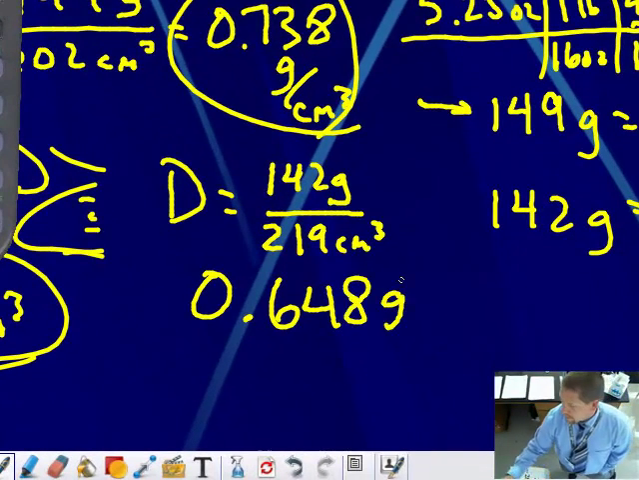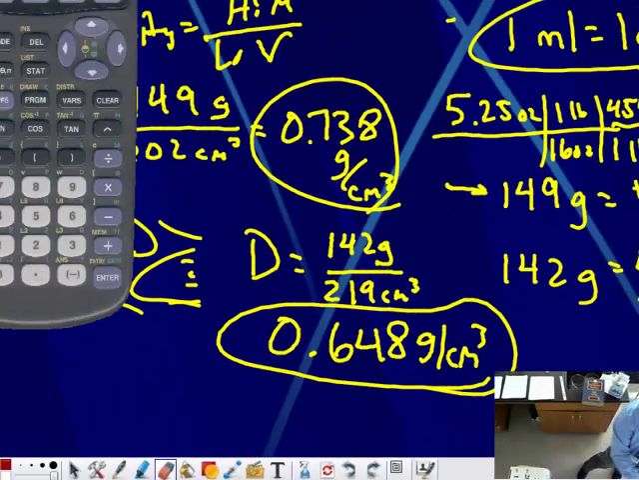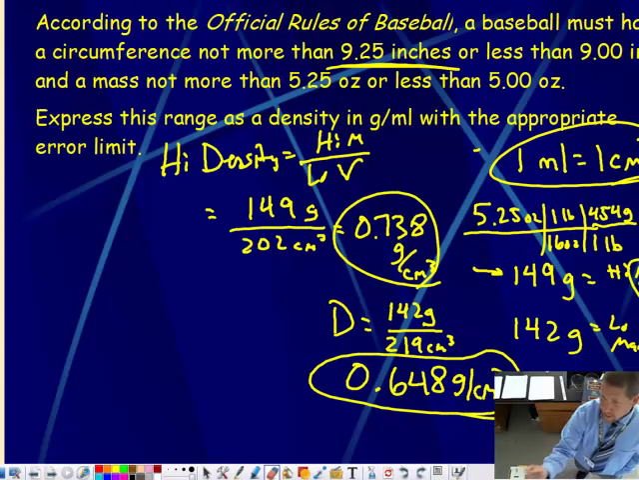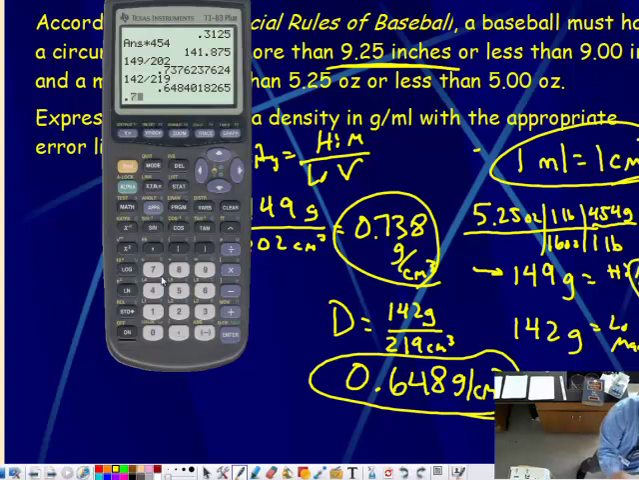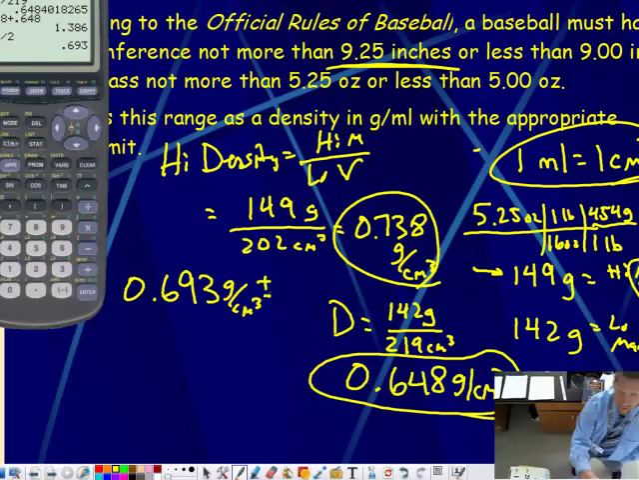Thank you. 0.648 grams per centimeter cubed. All right, so now we're almost there. All we have to do now is find the average of the two and then the plus or minus. So I need to take my high density and my low density and find the middle. So 0.738 plus 0.648 divided by 2. So it's 0.693 grams per centimeter cubed, plus or minus whatever it takes to get to the high one, whatever it takes to get to the low one.